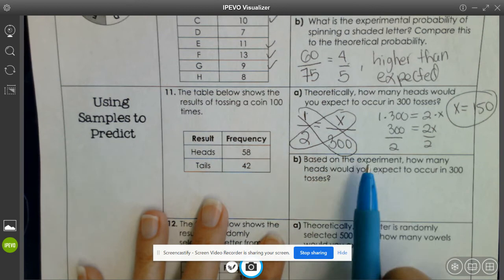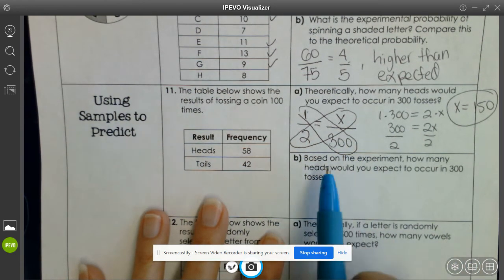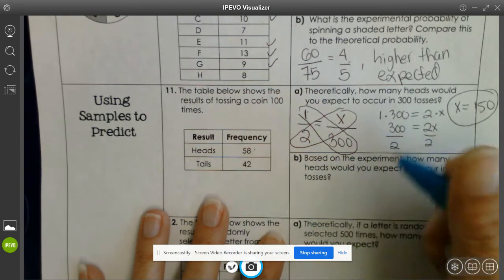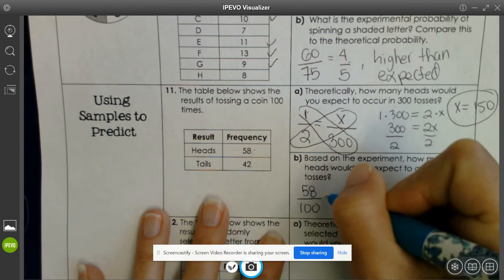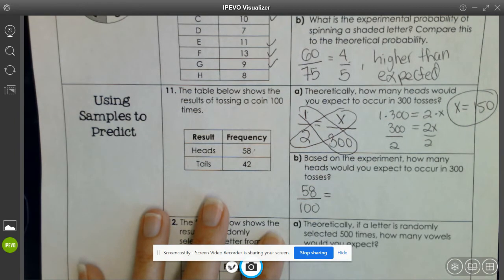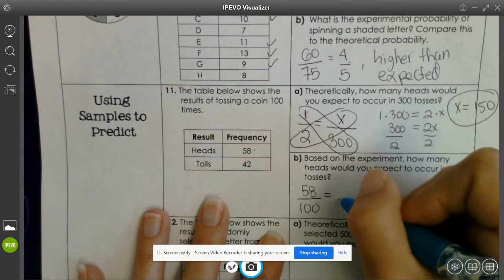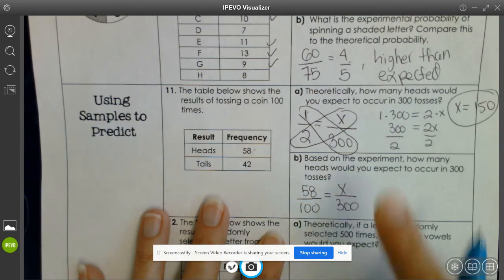Now, let's work on the experimental one. What's actually happened? Let's see, because this is what actually happened, right? So based on the experiment, how many heads would you expect to occur in 300 tosses? So in the experiment, we got 58 out of 100, and then so what will happen if you instead toss it 300? So we're predicting. Okay, so it looks similar.